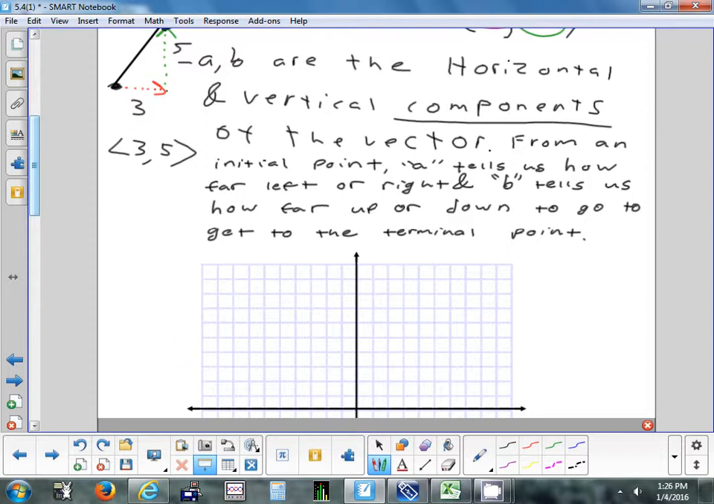I do have to kind of plan ahead if you're going to sketch it, so I don't go off the edge of the paper. But we could start here and go up 5. Okay, I could start over here, go right 3, 1, 2, 3, 4, up 5. If all the directions said was to sketch this vector, both of those are fine.